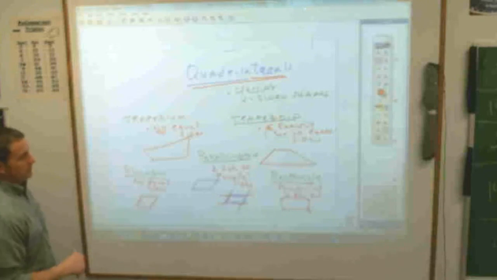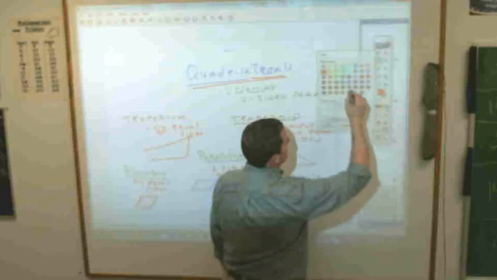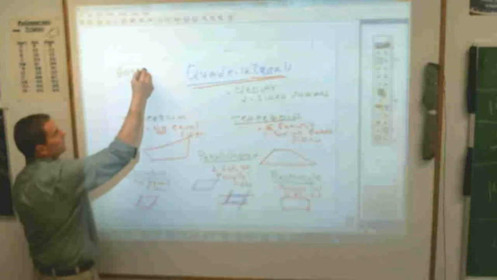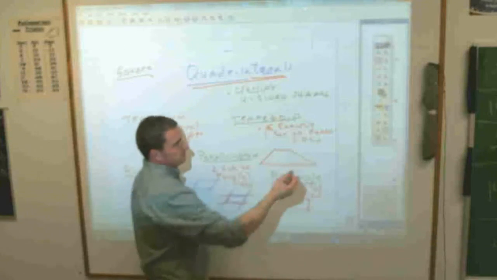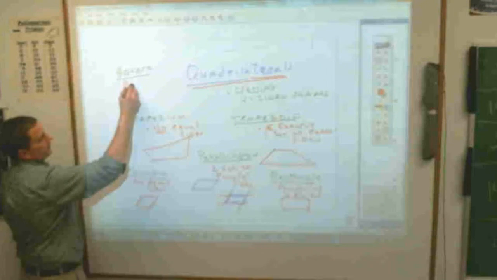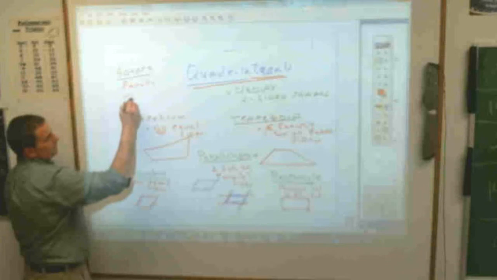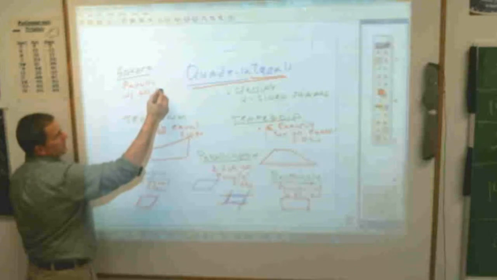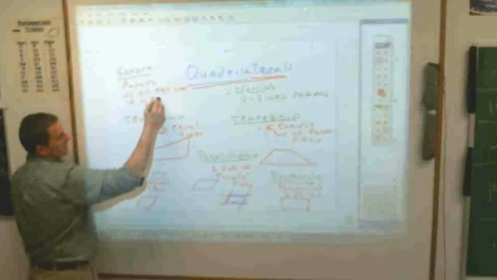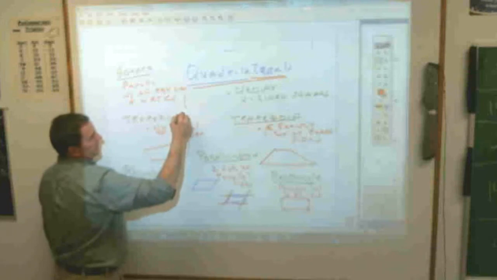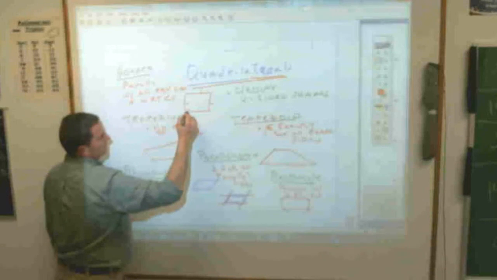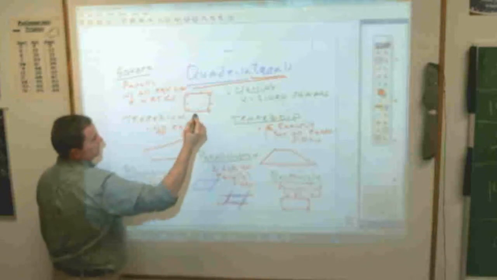And then last but not least is our ever popular, ever exciting square. What makes a square? It's kind of a hybrid of a bunch of these. It is a parallelogram with all equal sides and 4 right angles. So it has to have 4 equal sides and it has to have 4 right angles.